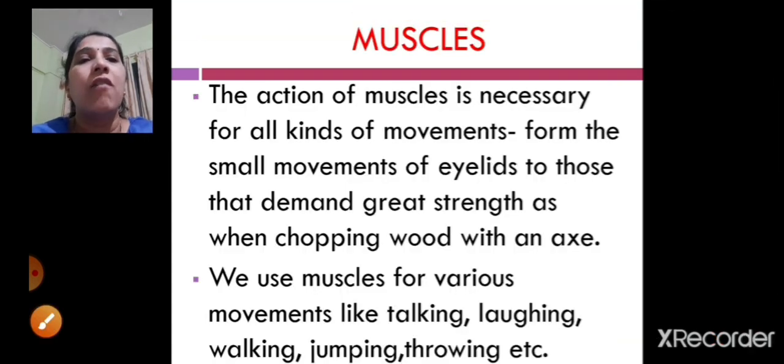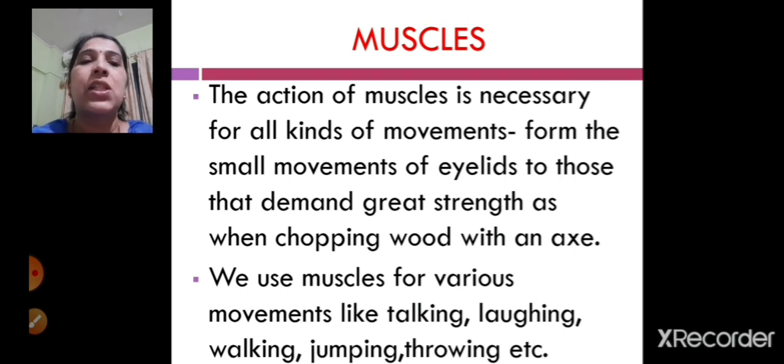So the action of muscles is necessary for all kinds of movements, from the small movements of the eyelids to those that demand great strength, as when chopping wood with an axe. So the action of muscles is necessary for doing any kind of movement, whether it may be a small movement of your eyelids or the work which requires greater strength. Like if you are chopping the wood with an axe, you require more strength. So for all these things, muscles are necessary.